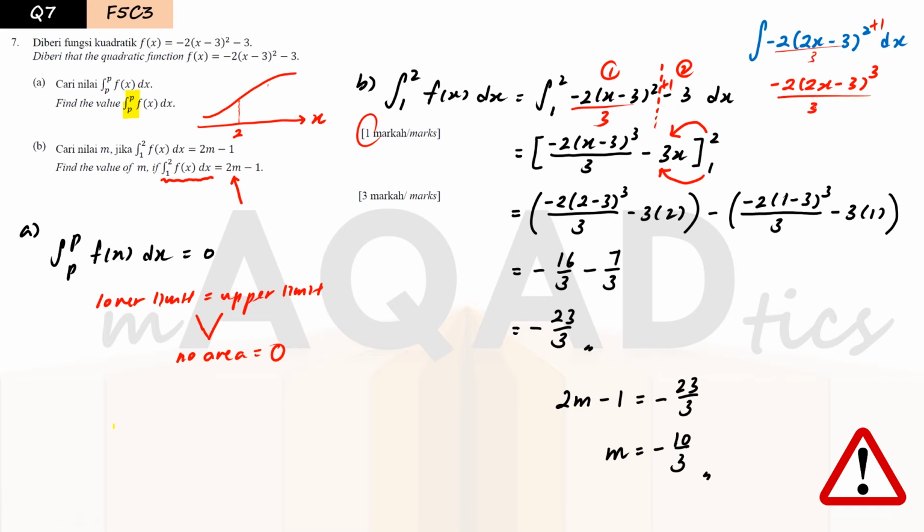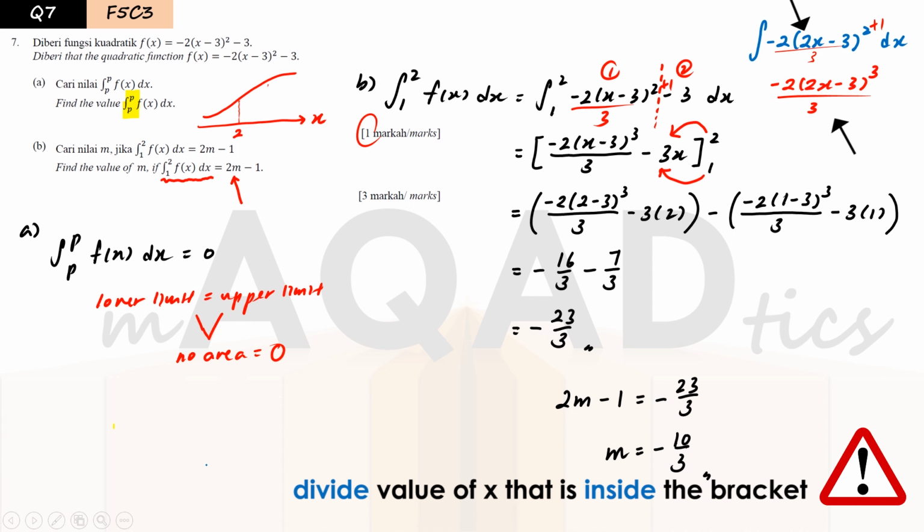But the difference with this one is we need to divide by the value of x. So the value of x is 2, so we are going to put the 2 at the denominator, meaning we are going to divide by 2. So please take note, if there is a value of x inside the bracket, the value must be divided.